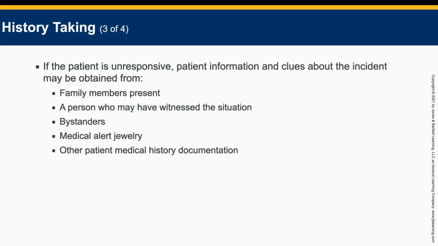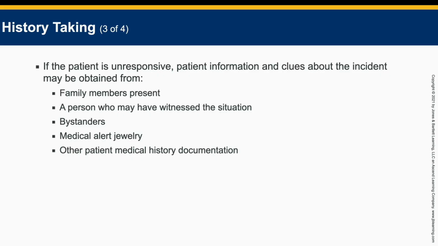In some situations, the patient may be unresponsive or unable to communicate, which means you will need to gather information from other sources. When this happens, you should look for clues about the incident and the patient's medical history from the people or items around them. One valuable source of information may be family members who are present at the scene. They may be able to provide details about the patient's medical condition, medications, or even what happened leading up to the event. You may also speak to witnesses who saw the incident occur.